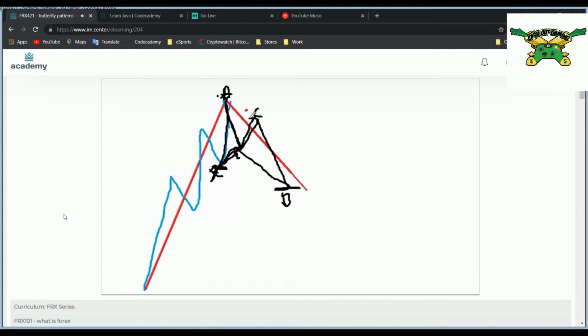So when the market puts a lower high in and you get the final drive to the downside, this is what traders look at. We look at this point right here, from X to D and from BC down to D, and that sets up the butterfly pattern.